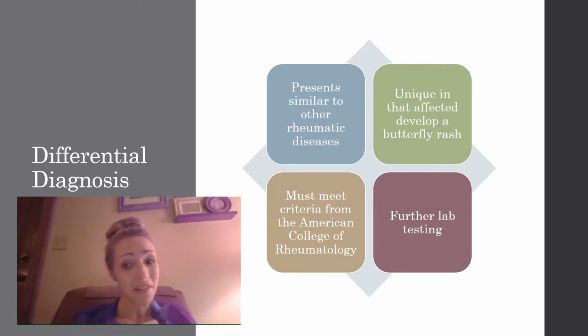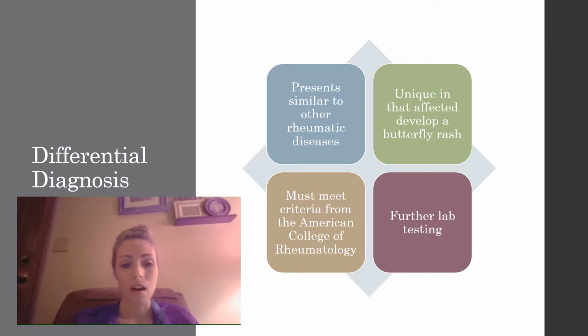SLE is unique in that it oftentimes presents that butterfly rash that I showed you earlier in some of the slides, but it's not present in every case. So just because you have a butterfly rash doesn't mean that you have lupus. And again, you have to have at least 4 of the 11 defining criteria as stated by the American College of Rheumatology in order to be diagnosed with SLE. Further lab testing is often necessary, and those who have SLE often show evidence of other manifestations, including anemia, thrombocytopenia, leukocytosis, and leukopenia.